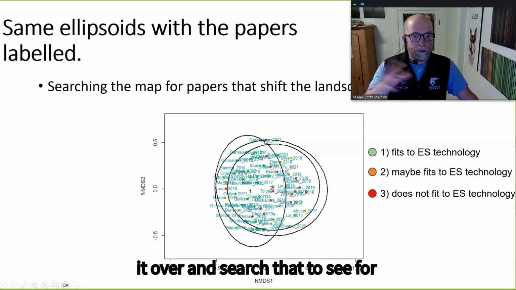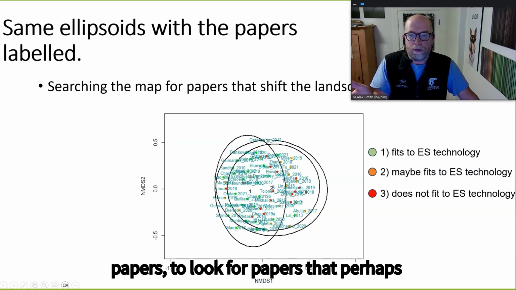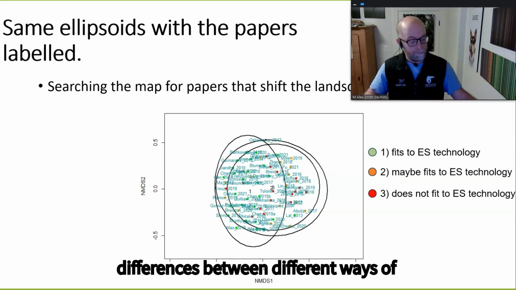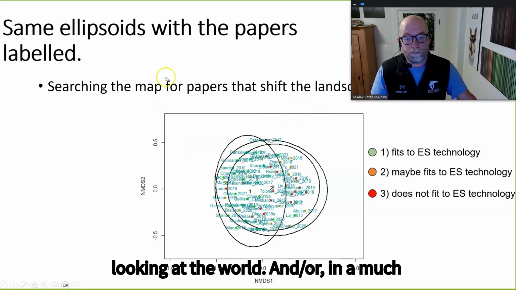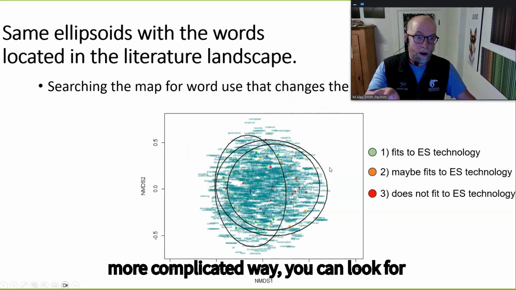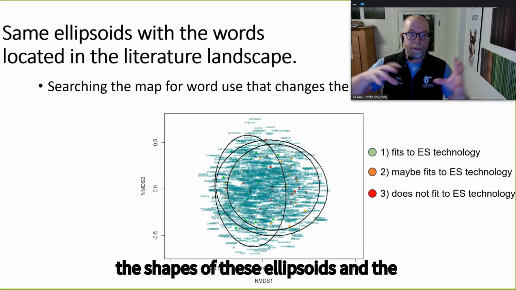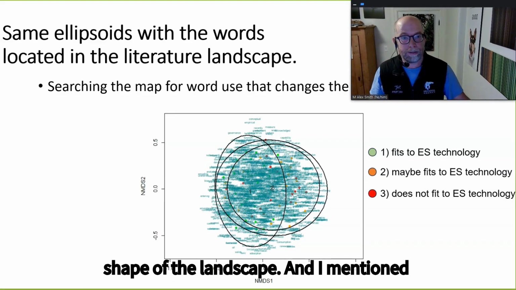You can plot it over and search that to look for papers that perhaps are shifting the landscape or driving the differences between different ways of looking at the world. Or, in a much more complicated way, you can look for different words that are driving the shapes of these ellipsoids and the shape of the landscape.